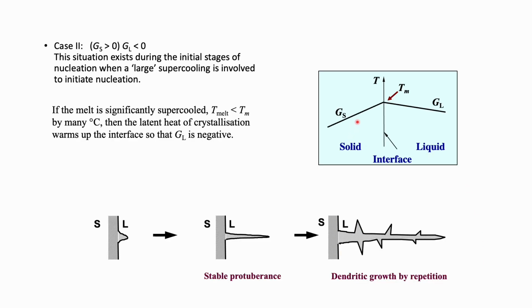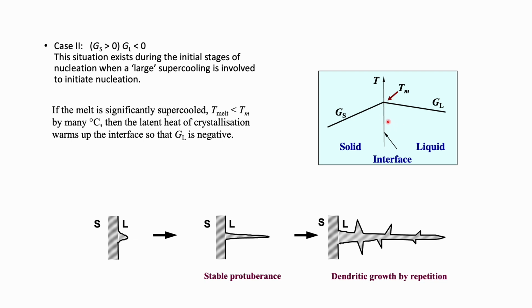However, in some cases, you will get this kind of temperature distribution in the solid phase and liquid phase. Clearly, in the solid phase, GS is still positive, the slope. However, in the liquid phase near the interface, this slope becomes negative. What's the reason for this kind of result? The reason is that during the transition from liquid phase to solid phase, you have the possibility to build up lots of thermal energy near the interface.